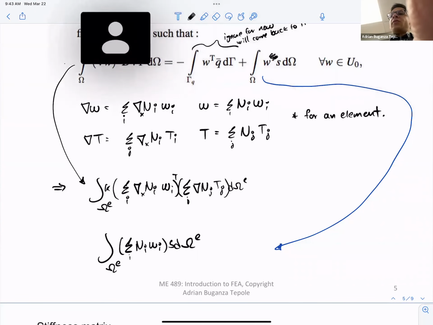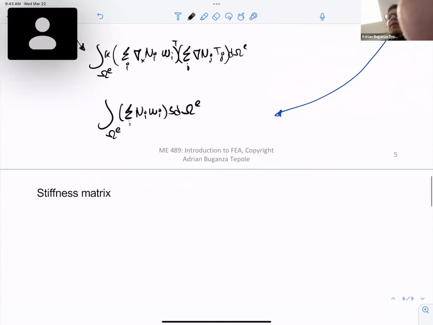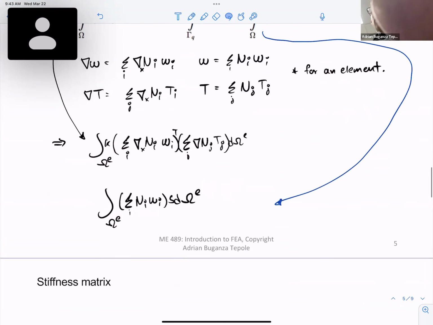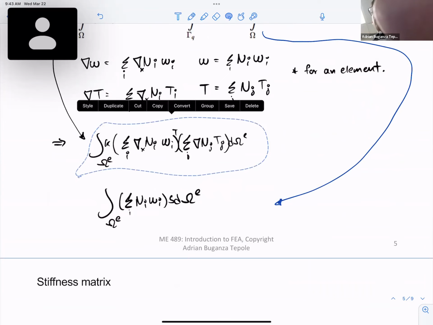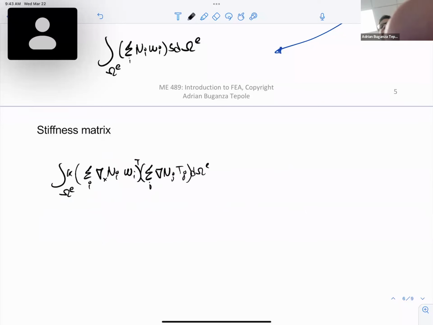And now what we're going to do is, okay, good. Now we're just going to do a little bit of algebra. So this one is going to give rise to the stiffness matrix.